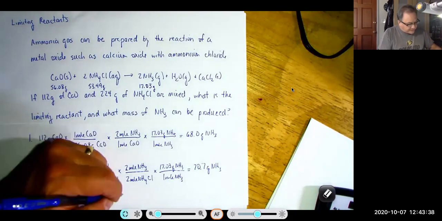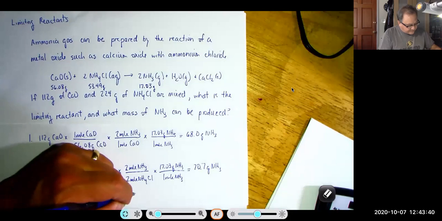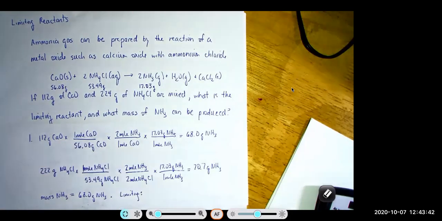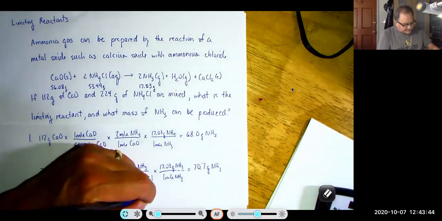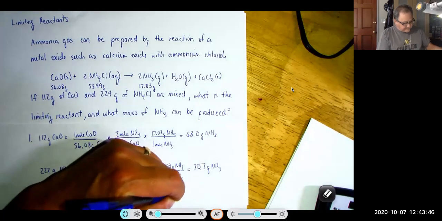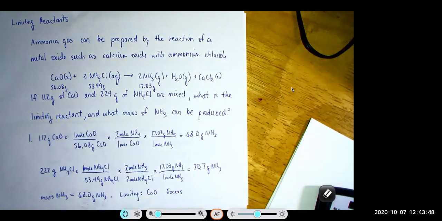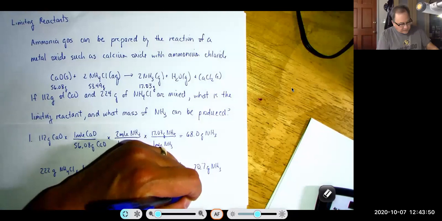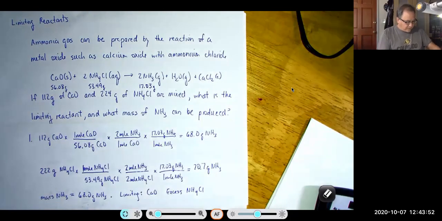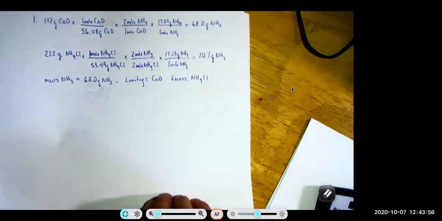Okay, what's the limiting reactant? Would that be calcium monoxide? Right, and what is the excess? Ammonium chloride. Okay, so that's one way to do it. Here's another way to do it.